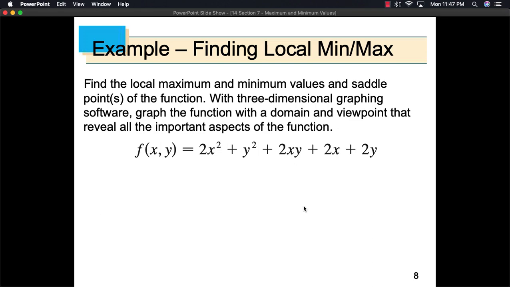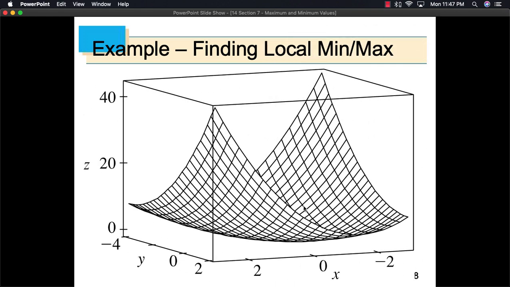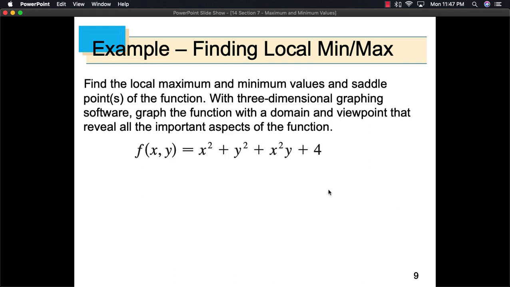So I have a picture for you guys that shows you what it looks like. This is what the surface looks like. And as you can see at the ground floor here, at the point 0, -1, we do actually get a local minimum there. So that's pretty easy to see.